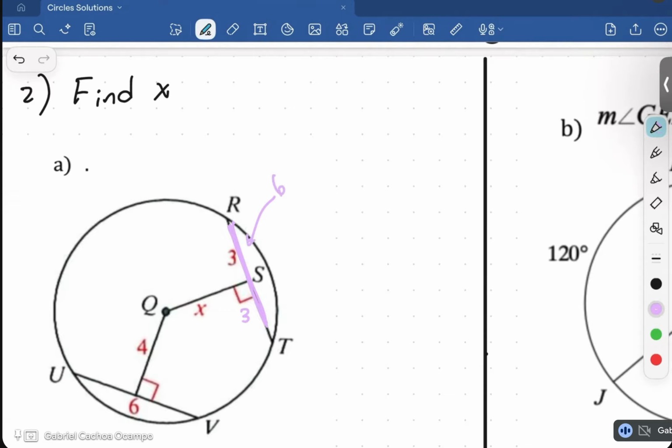If the whole thing measures 6, that means that this angle and this angle measure the same. So if those two angles measure the same and those two chords measure the same, then these two distances, this one and this one, also measure the same. So if this is 4, then this one is 4. Hope that you agree.